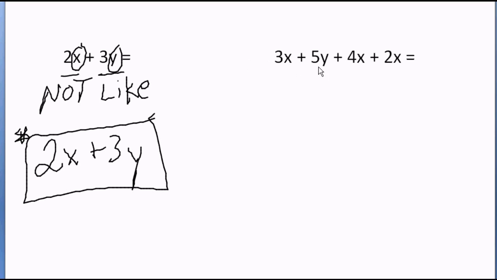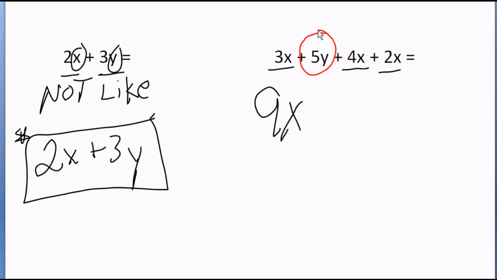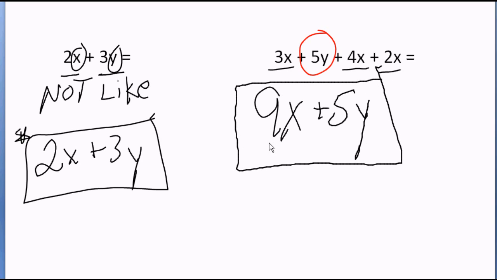The next problem, 3x plus 5y plus 4x plus 2x. 3x, 4x, and 2x. These are all like terms. Let's add them. 3 plus 4 is 7. 7 plus 2 is 9. We have 9 x's. Now the question is, what else do we have? We have a y sitting here. There's no other y's for it to add together. So we have 9 x's, and then we're going to plus 5y after it. 9x plus 5y is the answer. I cannot add x's and y's. I can only add x's with other x's.